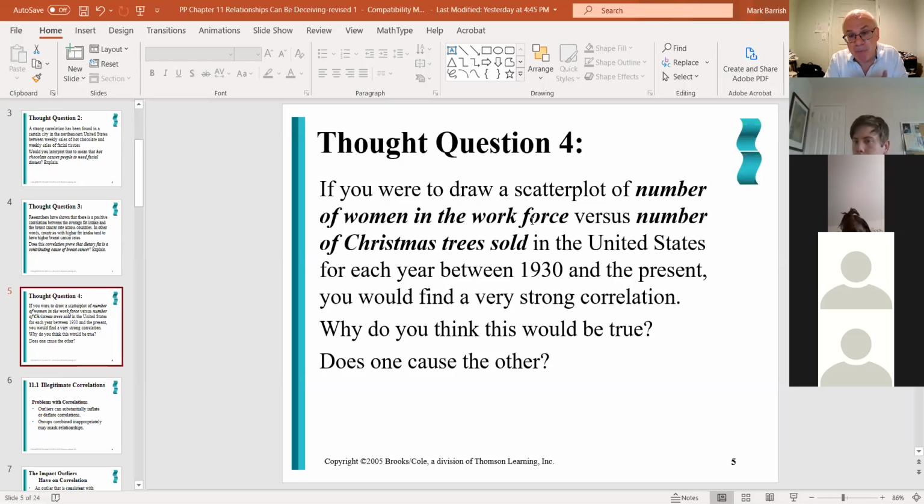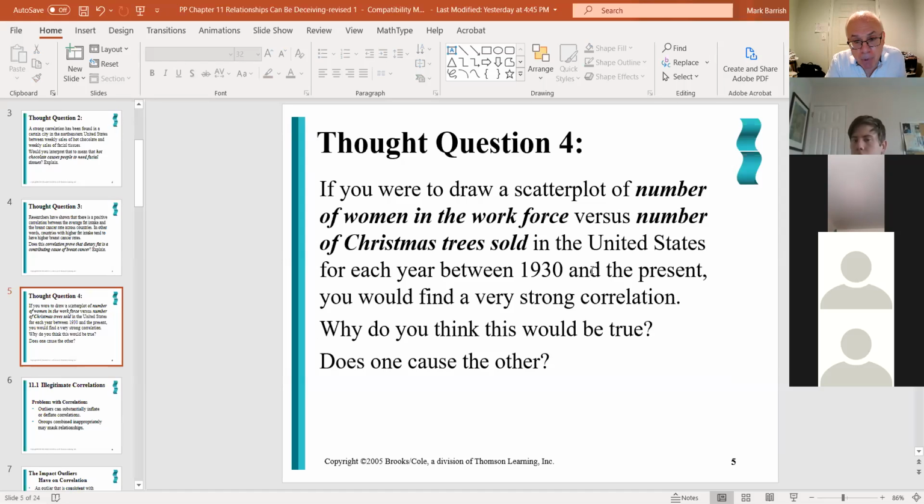But back then, women were homemakers, men were out working. Not that way now, but for extra money, women went into the workforce to work in department stores, things like that, for temporary jobs during Christmas season. So in Christmas season, you would see an increase in women in the workforce, and at the same time, obviously, Christmas trees were being sold.